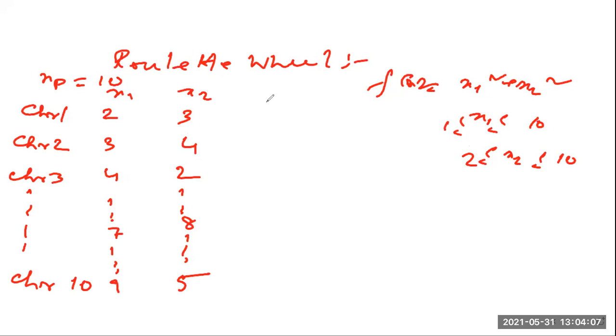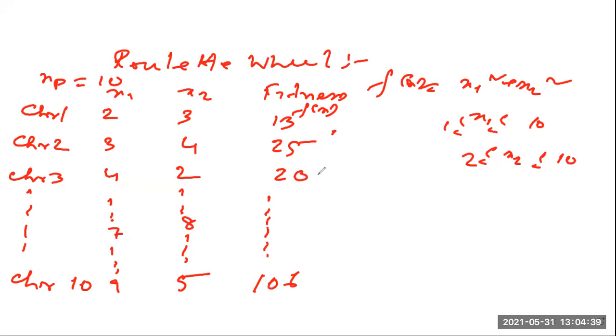Got it? So what will be your fitness function? Fitness is f(x). So f(x) will be x1 square plus x2 square. So initially 4 plus 9, it is 13. This will be 3 square plus 4 square, 9 plus 16 means 25. This will be 4 square plus 2 square, that is 20. Like that. This will be 9 square, that is 81, plus 25, which is 106. So you have got this fitness value. Have you got it?